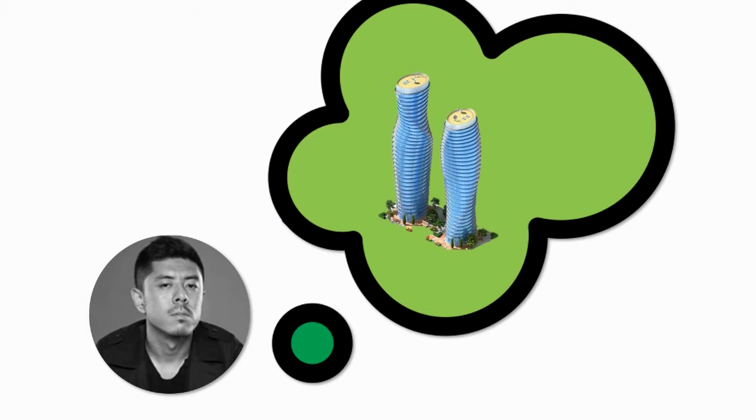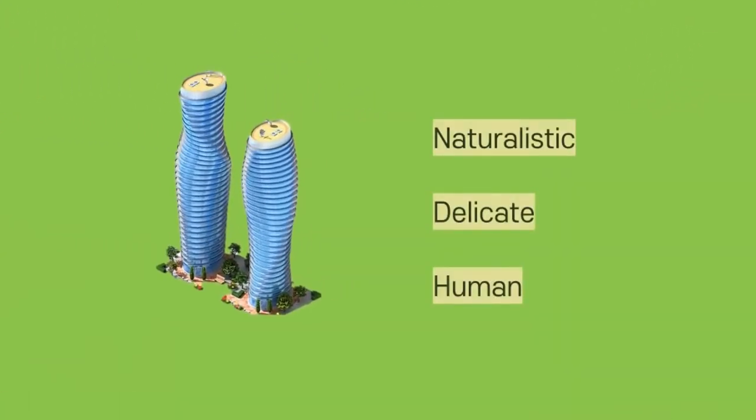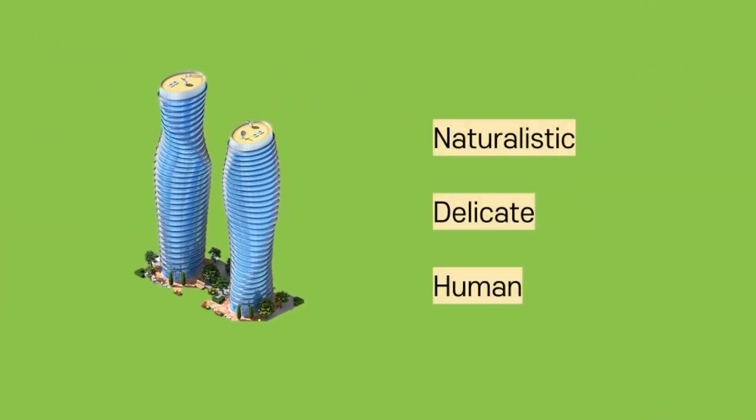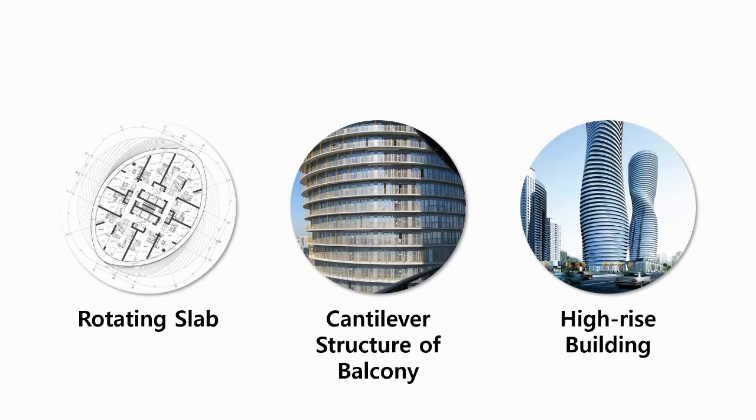After much thinking, Ma Yansong designed the Absolute World Tower. The Absolute World Tower's design reflects Ma Yansong's design spirit. The building contains three characteristics opposite to common skyscrapers, and they are naturalism, delicacy, and humanity. Absolute Tower has three major design properties: rotating slab, cantilever structure of balcony, and high-rise building. Let's deal with the challenges arising from these properties.